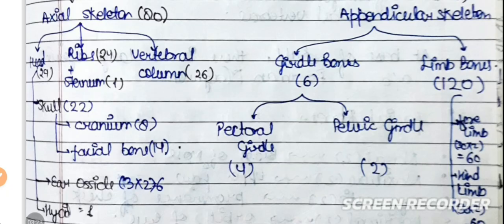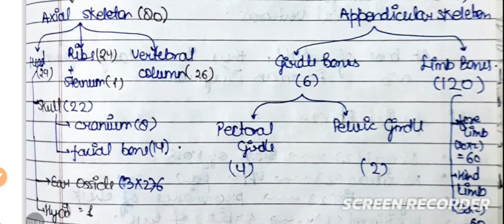In the skull we have 8 cranial and 14 facial bones. The bones present in our face are said to be the facial bones, and the bones forming our brain box are said to be the cranial bones. So there are 8 cranial bones as well as 14 facial bones.